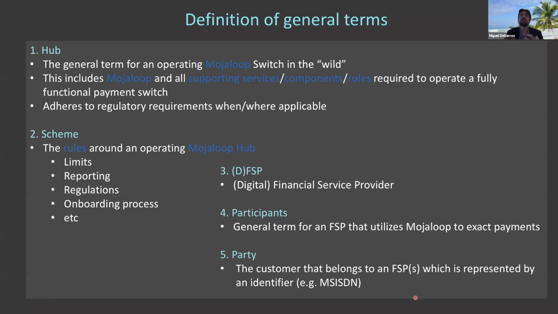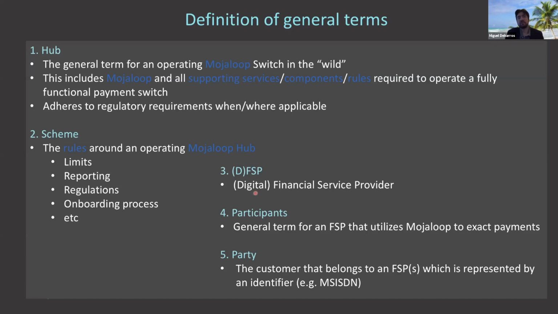So basically anything that's necessary to run the actual Mojaloop or a hub per se using Mojaloop. And of course, you would expect the hub would actually adhere to some form of regulatory requirements, etc. And it would also define a set of rules, limits, reporting regulation, etc., as well as how to onboard your FSPs, etc. And that would be generally referred to as a scheme.